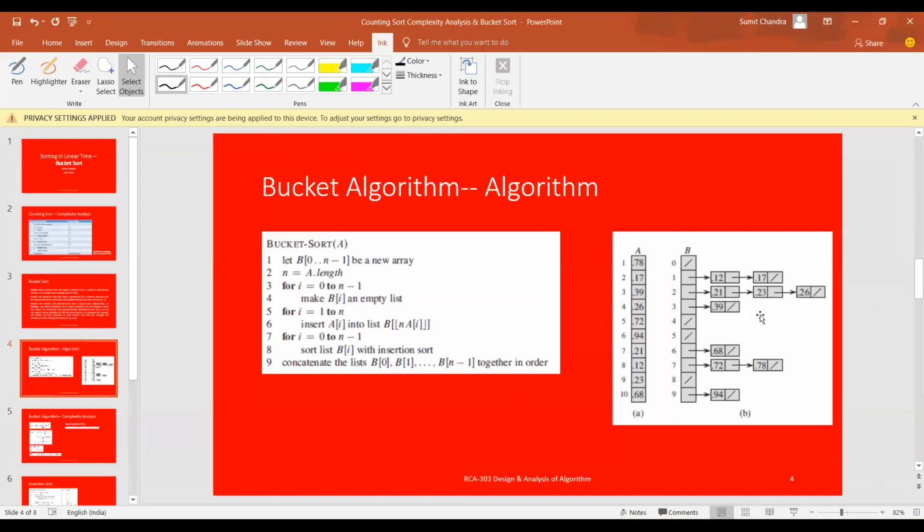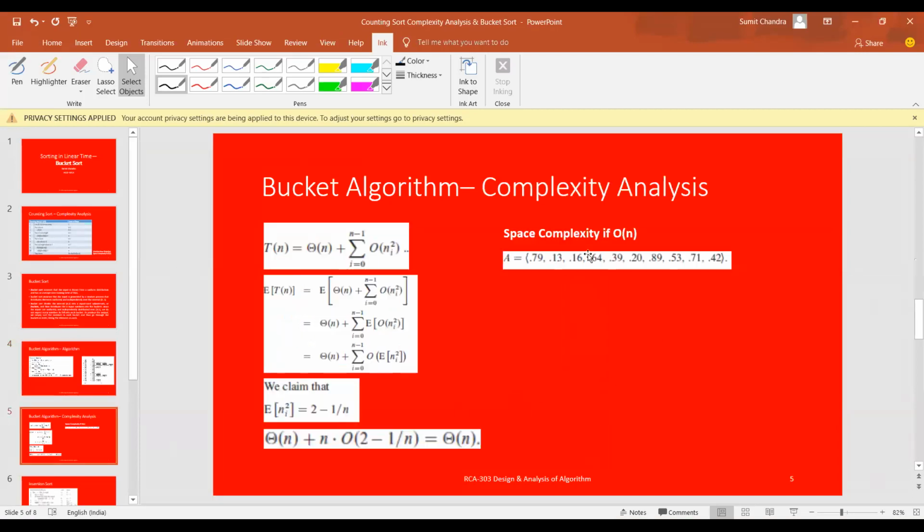So this is the example which is given in Cormen that we are solving, and this question is also given in Cormen. Now coming to complexity analysis. So how do we do complexity analysis? We have 0 to n minus 1 buckets. So let's see how we do it.